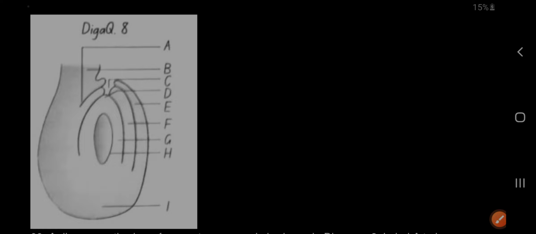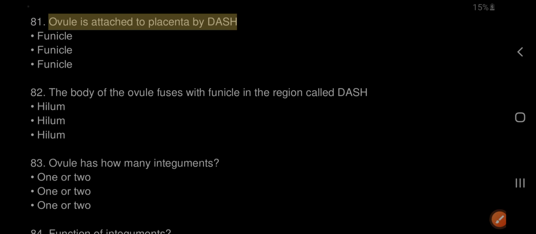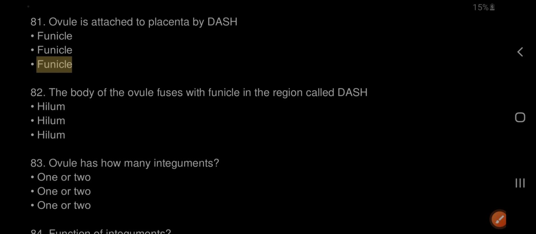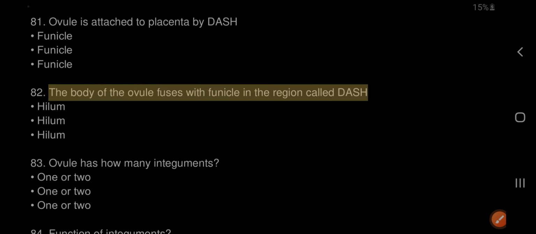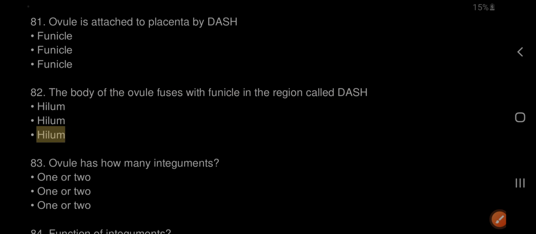81. Ovule is attached to placenta by dash. Funicle. 82. The body of the ovule fuses with funicle in the region called dash. Hilum. 83. Ovule has how many integuments?